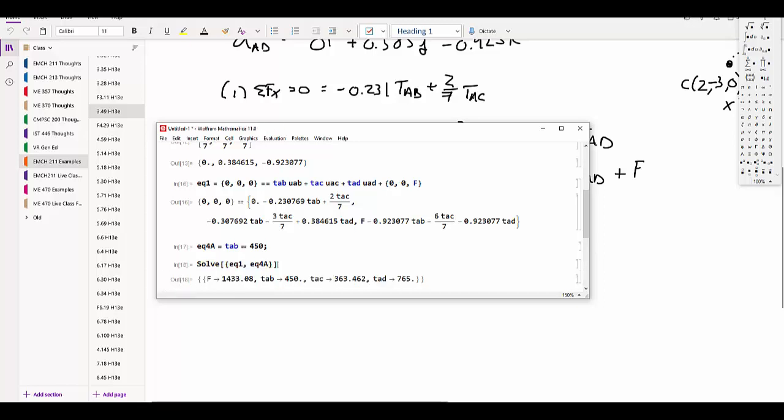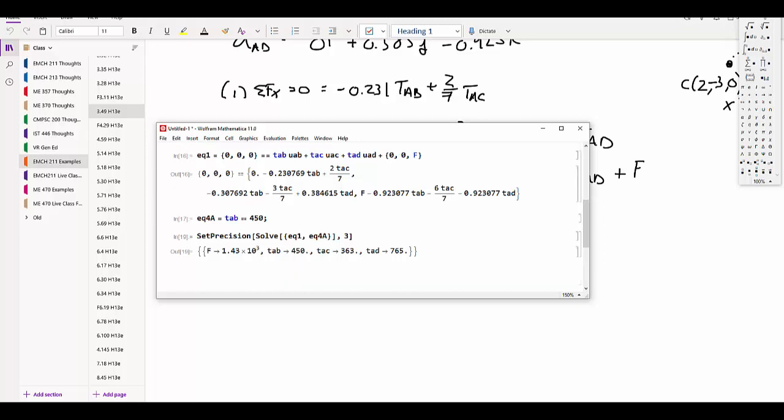Okay, so Mathematica did this all for me, and I want to tell it to only give me back 3 decimal places of precision here. That'll just make things easier. Okay, so what I told it to do with this solve here is take the 3 equations contained in equation 1 and that 4th equation in equation 4a and solve these 4 equations at the same time for the 4 variables, TAB, TAC, TAD, and F. And it solved those 4 equations at the same time and gave me these results.